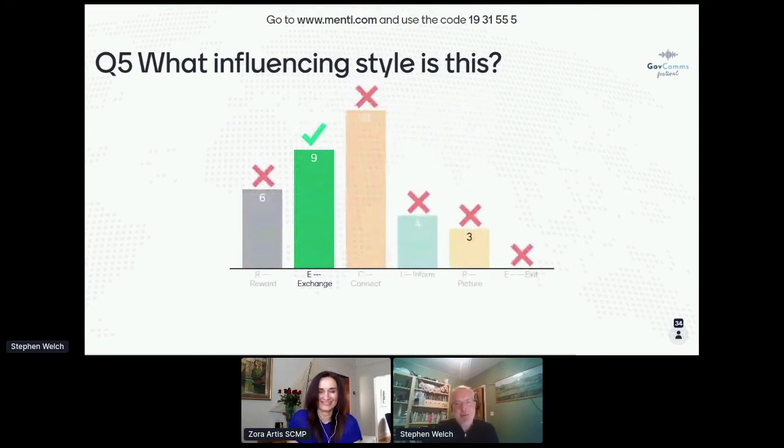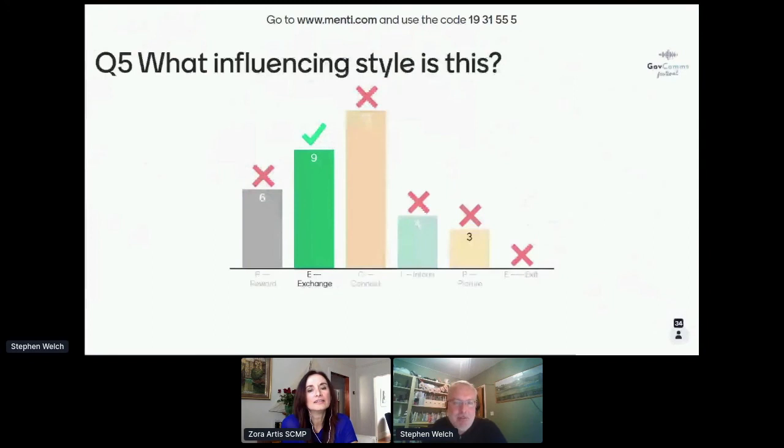Okay, so 12 of you voted for Connect and 9 of you voted for Exchange. I think this is probably slightly more Exchange than Connect, because it's saying you download the app, we'll be able to save lives. There is an element of Connect there as well, but it's really about a transaction or two-way process that's going on there. So that's why we think this is more of an Exchange style, because you need to do something in return rather than just a pure Connect style.